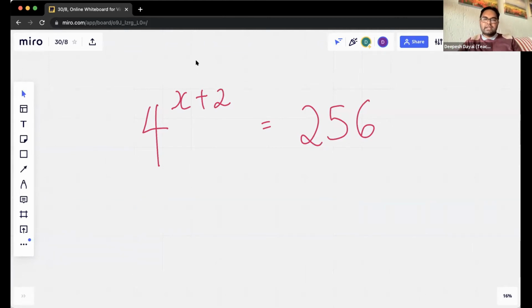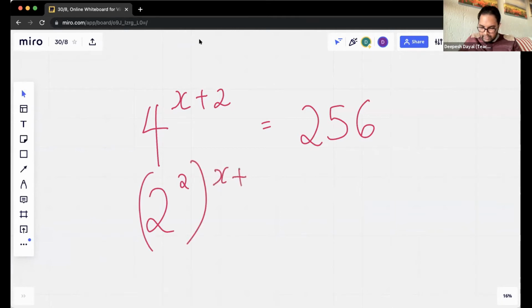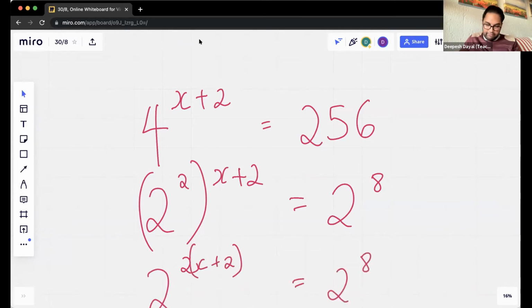Okay, so I've got lots of 2's here. So I'm going to make this 4, 2 to the power of 2. My x final answer is 8. And it's 2 to the power 8 here, right? I think 256 is 2 to the power 8, right? So it's 2 to the power 2 bracket x plus 2 equals 2 to the power 8. Very, very important is this part here, right?